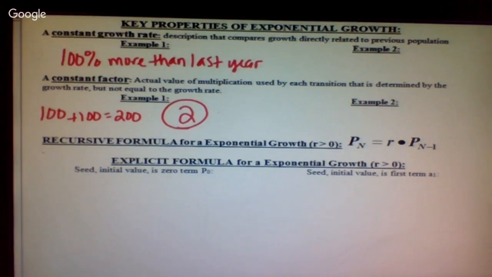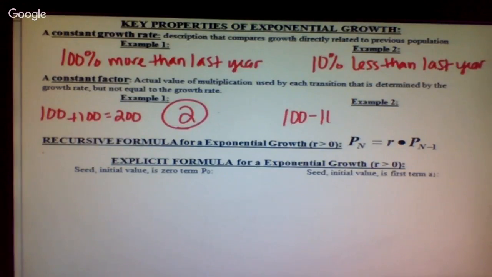Another way I can write this is 10% less than last year. Okay, again, the constant growth rate is a description, not the actual number you would multiply by. You would actually multiply by 100 minus the 10.